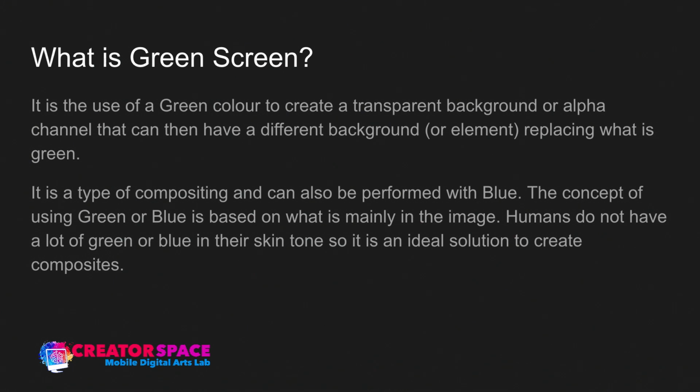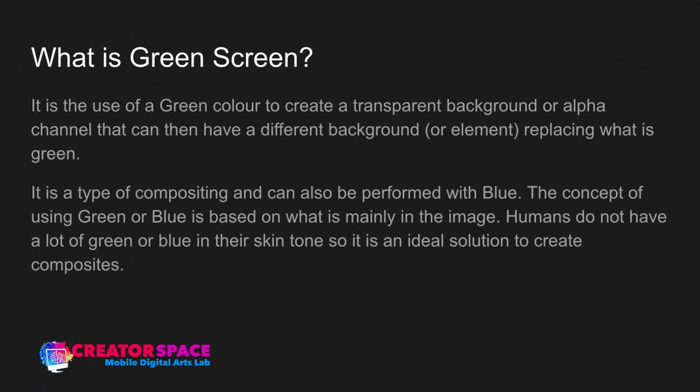So the concept is using green or blue, and it's based mainly on what's in the image. The reason for using it is that humans don't have a lot of green or blue in our skin tone. So it's an ideal solution to create these composites, because that way you can get rid of green, but you're not getting rid of the person, right? Obviously the thing to think about here is the big exceptions. Let's say today I have a couple of stuffed toys that I'm using. There's no green in them. But for example, if I used a green alien and I was using green screen, that would be a problem, because by removing green, I would be removing that green alien.